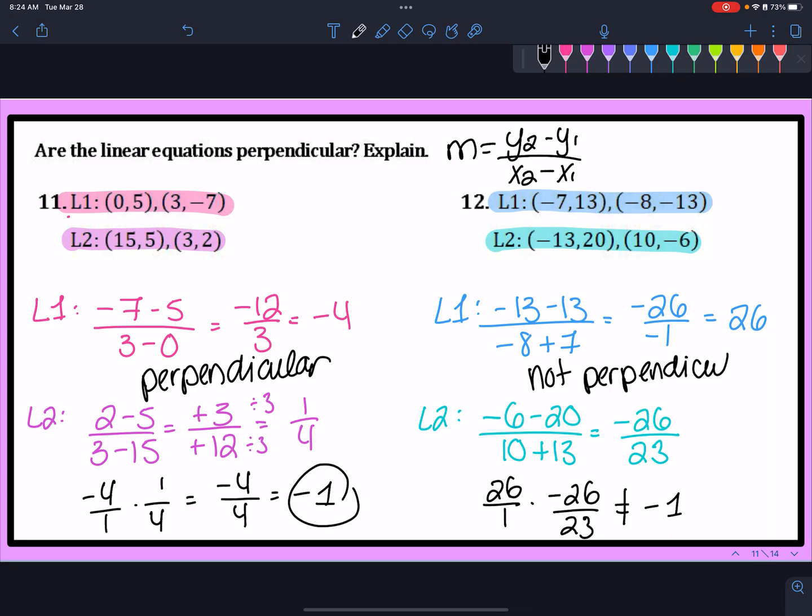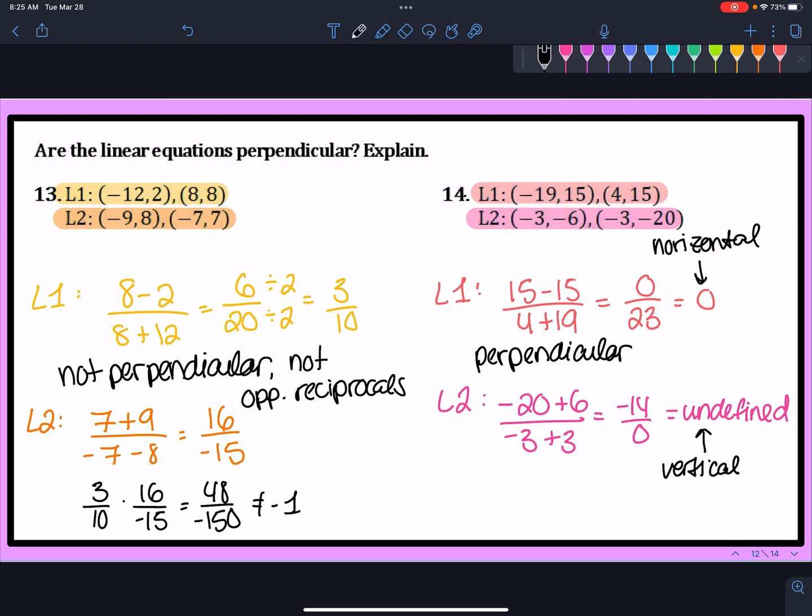I would like for you to pause the video and try the next question. Once you have unpaused the video, please check your answers. The answer for number 13 is not perpendicular, and the answer to 14 is perpendicular.